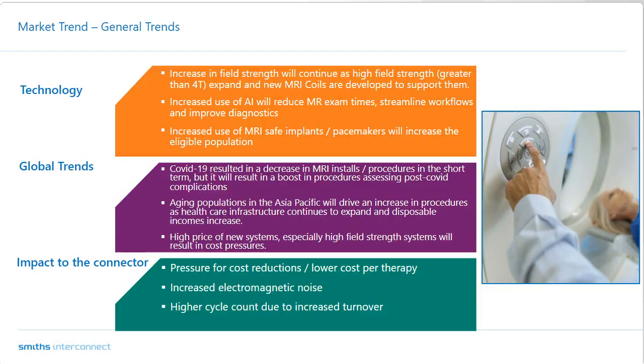On to some general trends in the technologies. First, we have increased field strength. The FDA has cleared MRIs with field strength up to 7 Tesla, and research devices are sitting out there with field strengths of 10 Tesla. And this will continue to expand and grow as new MRI coils are developed to support these systems and as they're introduced into the hospitals.